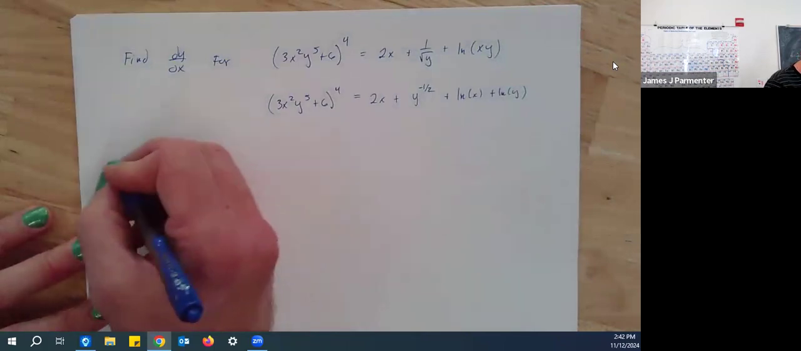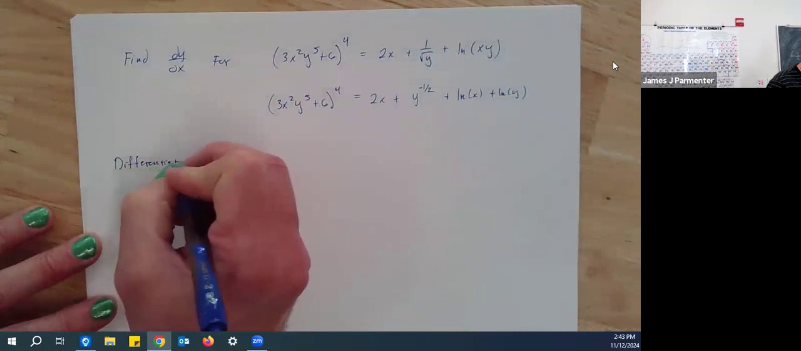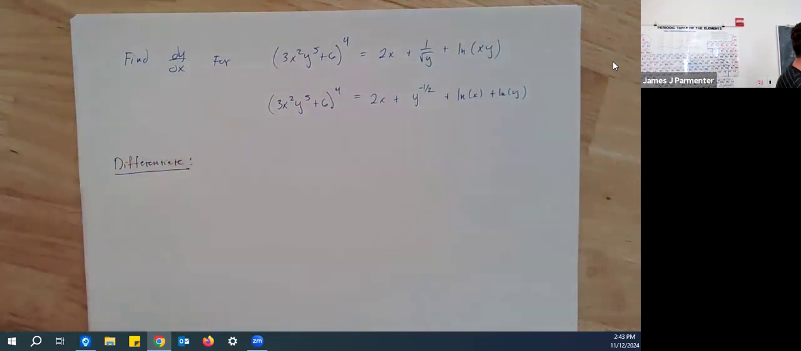Okay, so now we're going to differentiate. I'm going to remind everybody that when you're doing implicit differentiation and you're taking the derivative of both sides, we are always under the assumption that y is a function of x. Meaning, essentially, we're doing the chain rule, and y is always acting like our stuff. So when you see y cubed, you should really say to yourself, I have some stuff cubed.